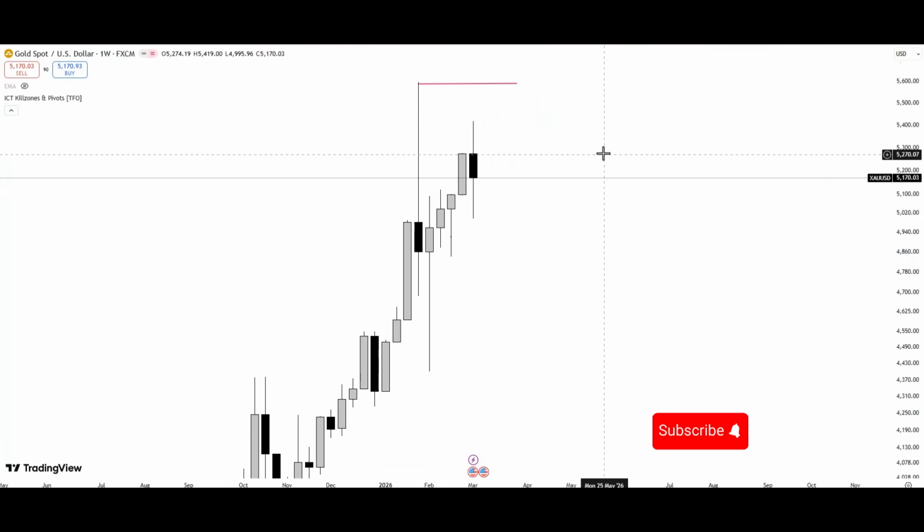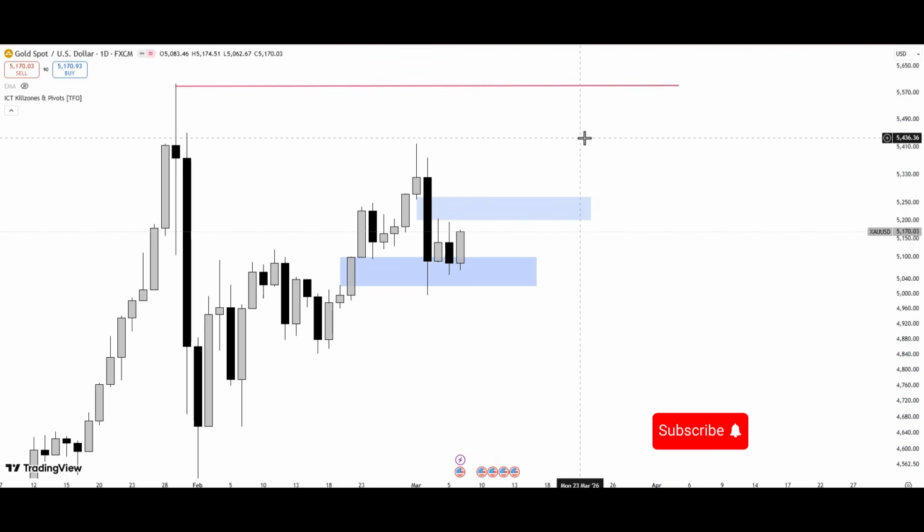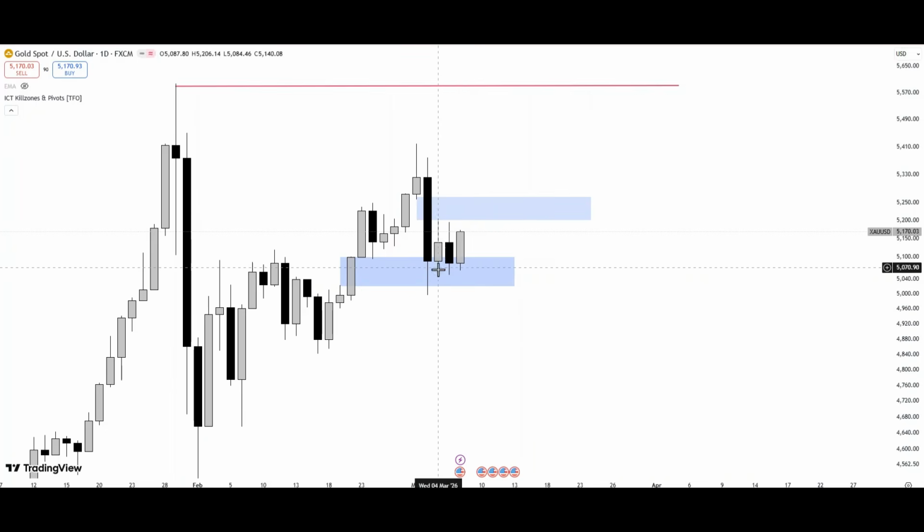And if you look at gold on the weekly time frame, you can see price took out this high and also took out the previous week low, and this is what we have. Let's look at the daily time frame. On the daily time frame, I remember I marked this daily fair value gap last week, and I told you we don't want to see price invert this daily fair value gap if gold is still bullish.